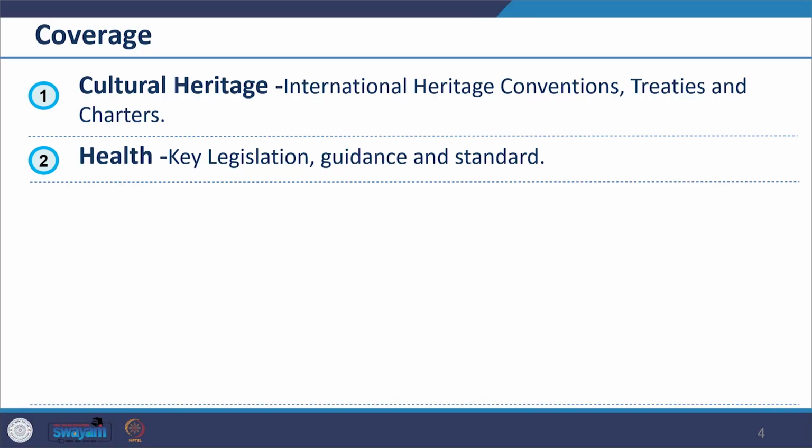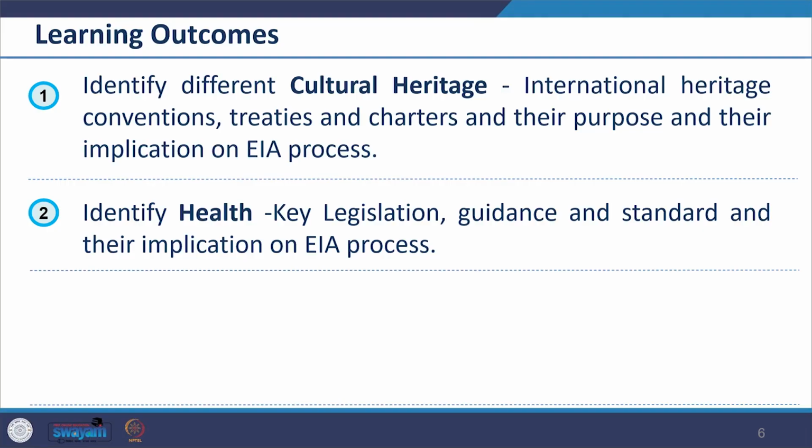Our coverage would involve looking into cultural heritage, international heritage conventions, treaties and charters in this direction. And then we'll also look at health, like what's the scenario, what kind of legislation, guidance and standards are available. Accordingly, our learning outcomes will target that you should be able to identify different cultural heritage, international heritage conventions, treaties and charters. You should be able to name them, list them, identify them, and learn their purpose, and then synthesize what implication it would have on the EIA process.